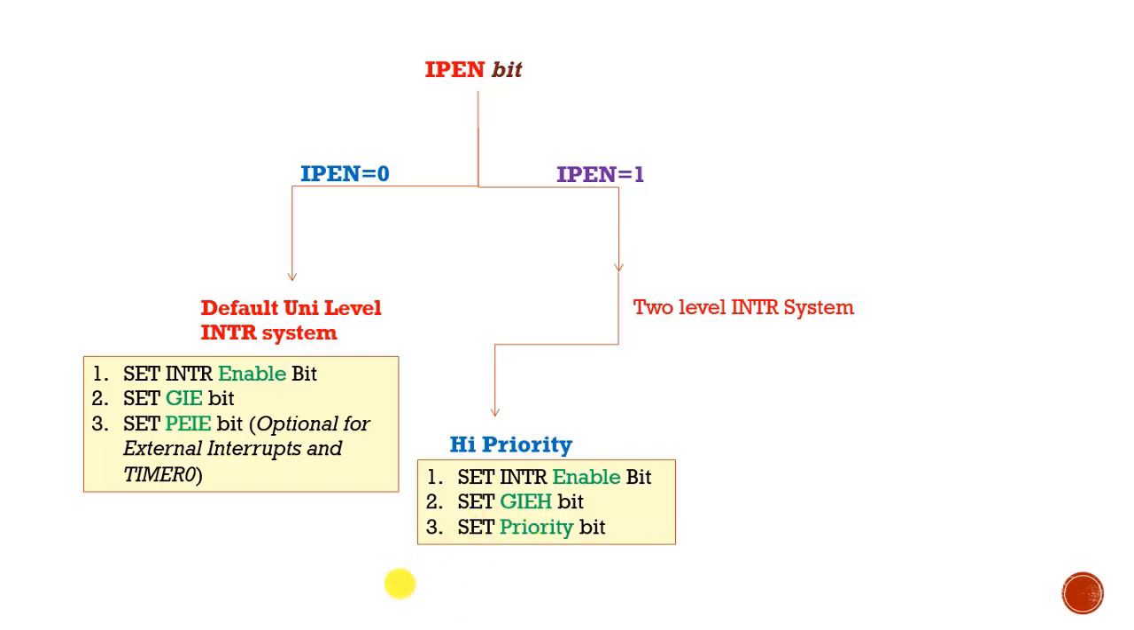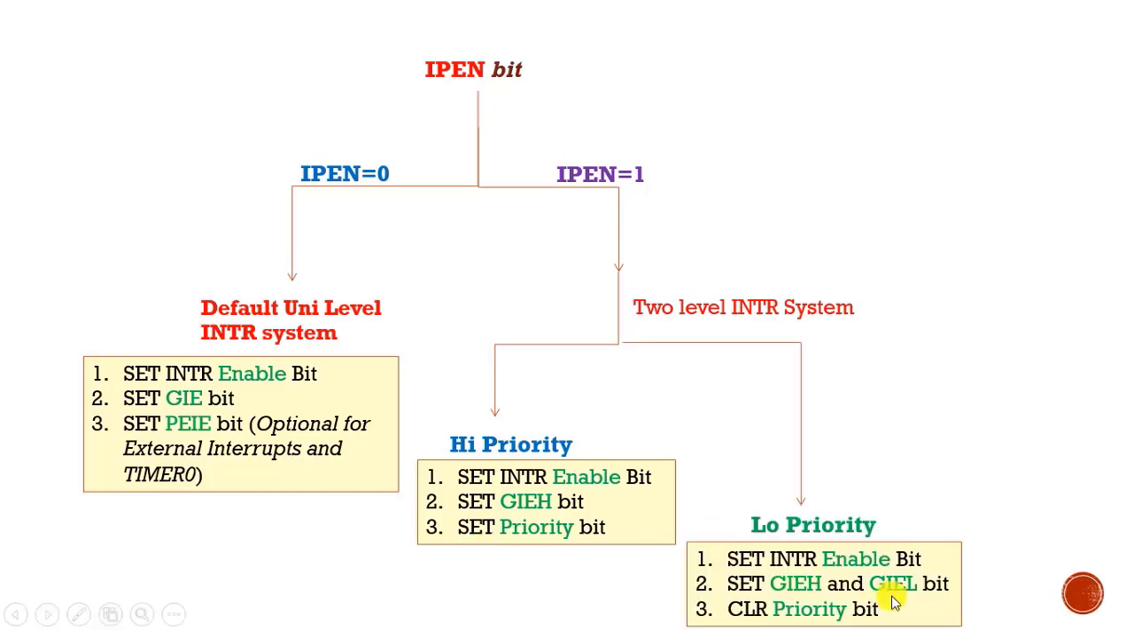And then you set the priority bit. You are not changing the PEIE bit over here. Why? Because in the case where IPEN is equal to 1, this bit is not the PEIE bit anymore. It's now the GIEL, the global interrupt enable for the low priority bits. So you set the priority bit for the module that you select. If you want it to run at high priority, and you have turned the GIEH on and the interrupt enable for that module, you will set its priority to be high. So if we are considering the Timer 0 module, TMR0IP would be equal to 1.